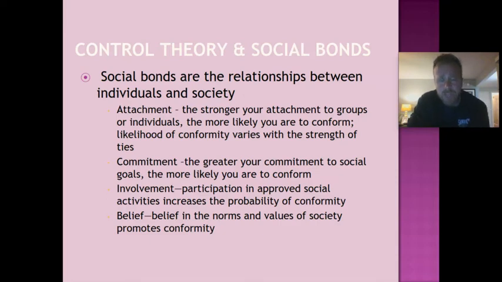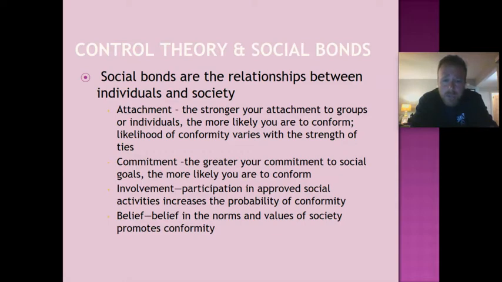The first one is attachment. The stronger your attachment to groups or individuals, the more likely you are to conform. Likelihood of conformity varies with the strength of ties. What are we talking about here? One of the big ones with attachment would be how attached you are to, maybe, a strong relationship with parents, which sometimes plays a large role. Also attachment to friends, school, those types of things.